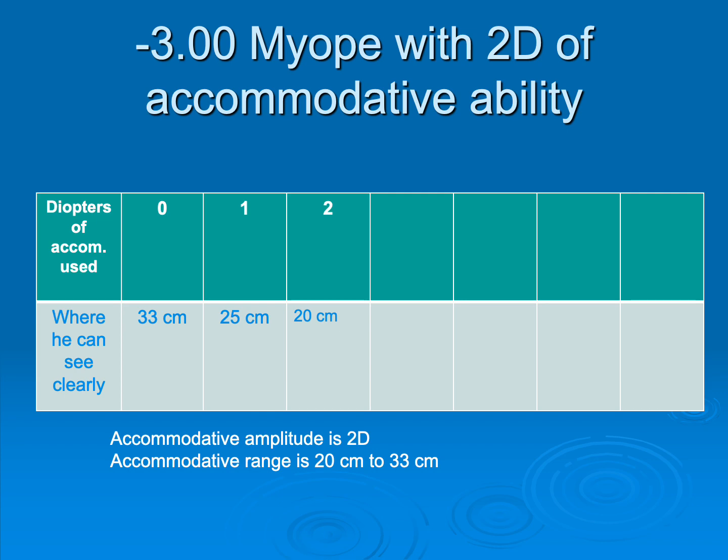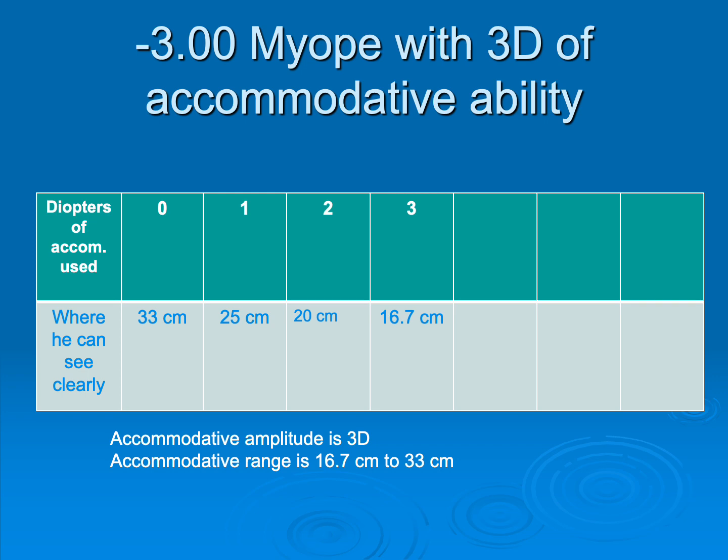Wouldn't know. But let's say that they added in those 2 diopters, and that is going to allow them 5 diopters worth, 20 centimeters, because they got 3 for free for doing nothing, and then they've got 2 on top of that. So it's a 5 total, and 100 divided by 5 is 20. So their amplitude here is 2, and their range is 20 centimeters. That's the closest they can see to as far away as they can see, which is 33 centimeters using no accommodation.